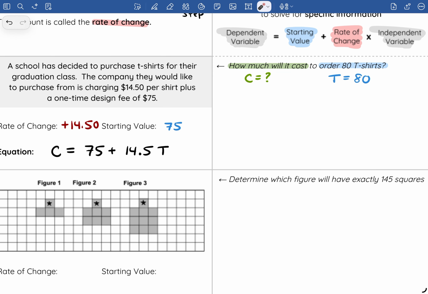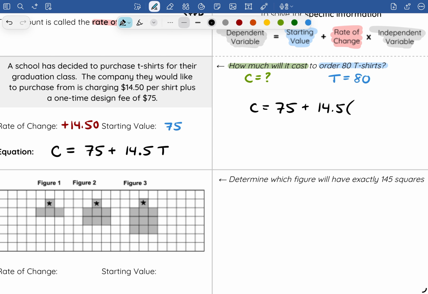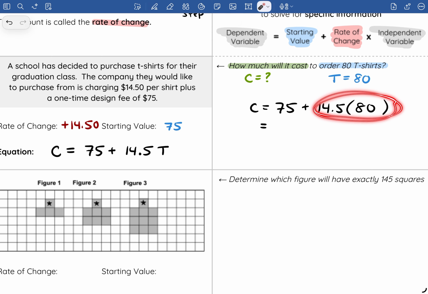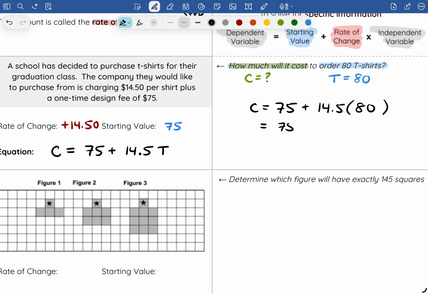What we get is C equals 75 plus 1450. And instead of T, we're going to write 80. And then we just need to do the math to figure out what all this is. When we're doing the math, we're following BEDMAS. So we're doing this chunk first. So we have our 75 plus, that'll be 1,160 when you multiply that out.